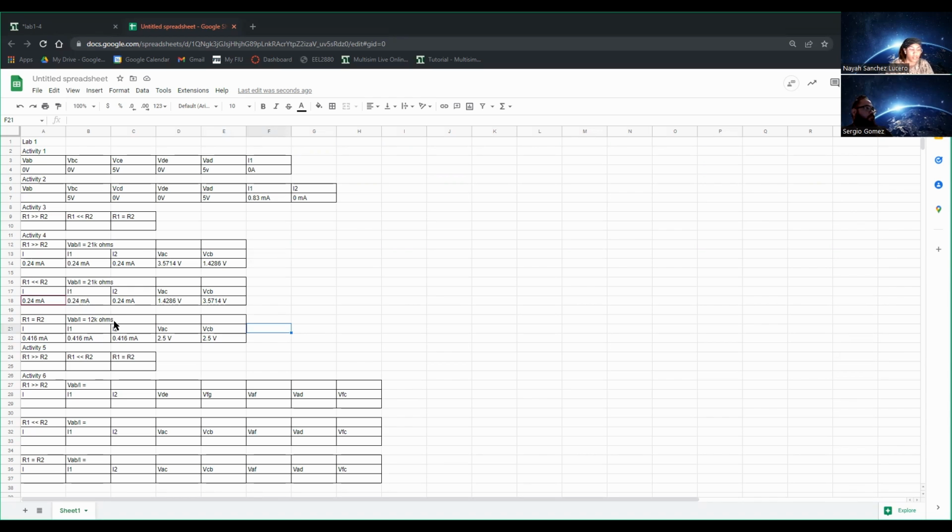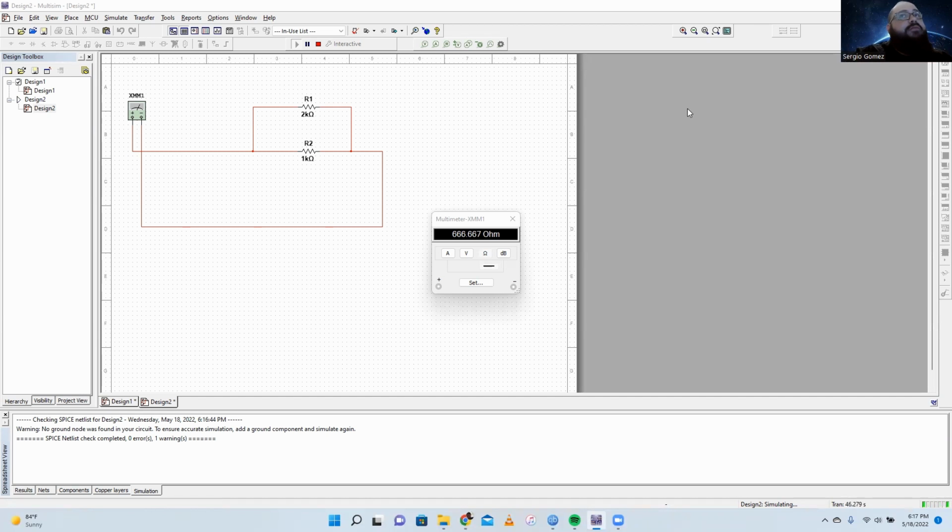For condition C here, we can see that the total resistance is now 12 kilo ohms, which is just the sum of the individual resistors. We also have an increase in amperage from 0.24 milliamperes to 0.416 milliamperes. For activity 5, we had 3 separate cases where we were using a parallel circuit with 2 resistors, measuring the resistance of the total circuit. So it would be RAB.